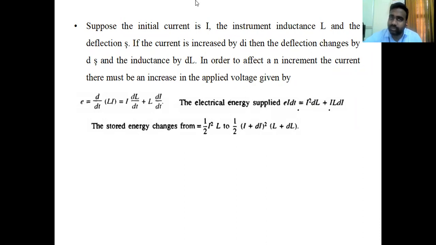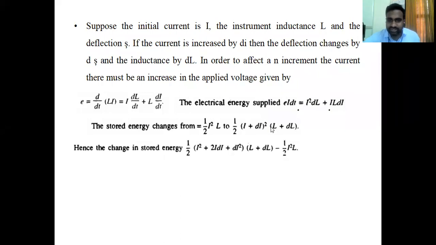The initial current is capital I, the initial inductance is capital L, and the initial deflection is theta. The entire thing changed here. The initial current changed later to I plus dI, the initial inductance changed to L plus dL, and the initial deflection changed to theta plus d theta. So the total energy stored is half I square L, going to half into (I plus dI) whole square into (L plus dL). The initial energy is changed into this instant.